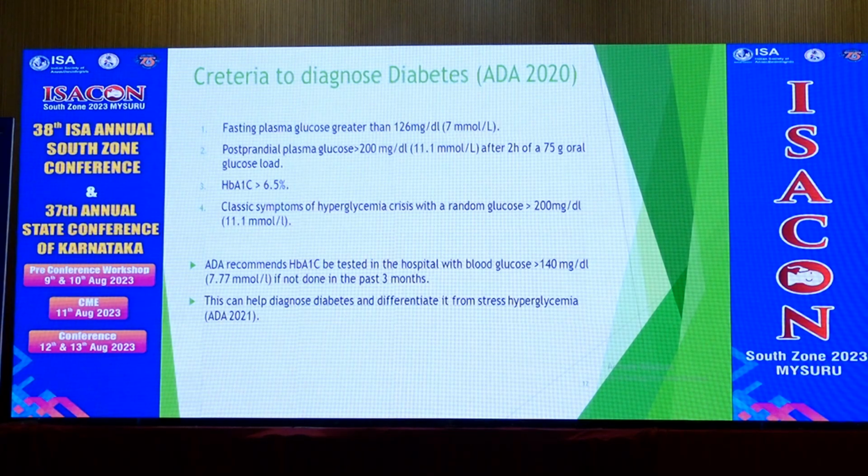So it recommends that in all patients in whom you find blood glucose to be more than 140, if at all HbA1c is not done in the previous 3 months, it is better to do an HbA1c. So this, as I already told, helps us to differentiate between the newly detected diabetes and the stress hyperglycemia.